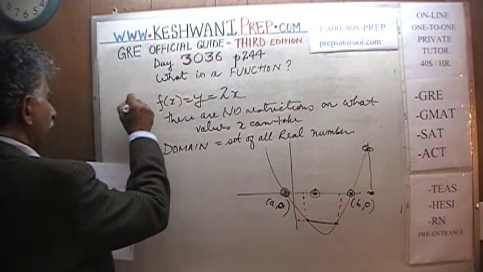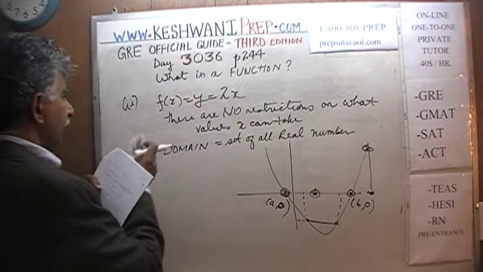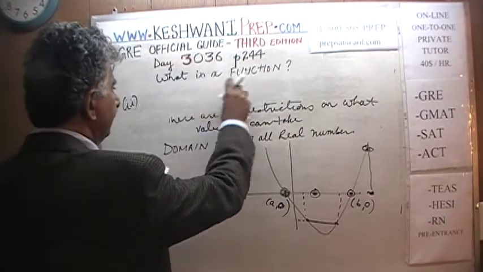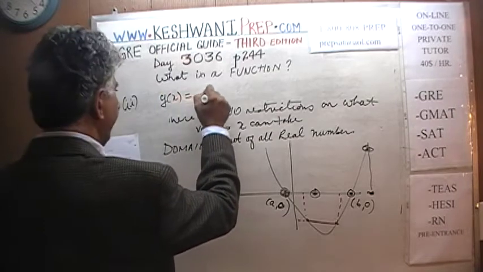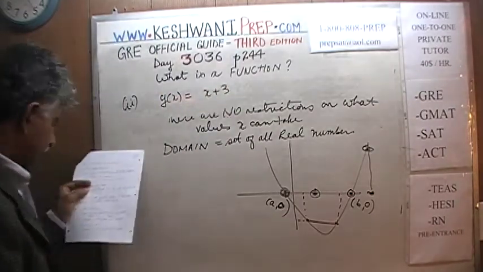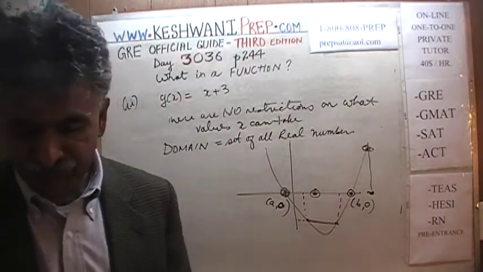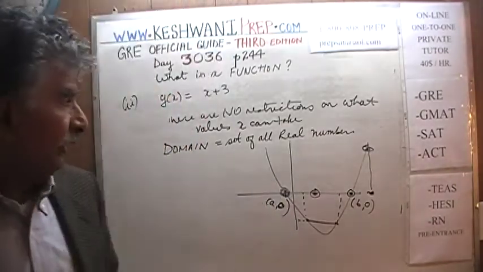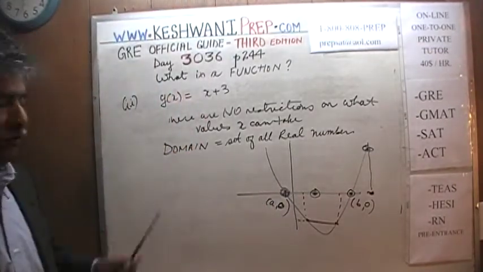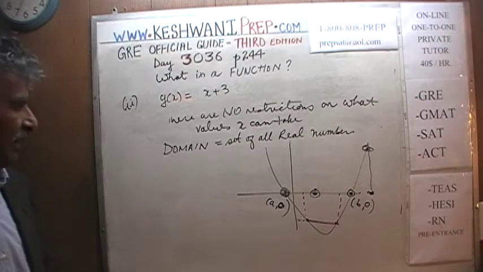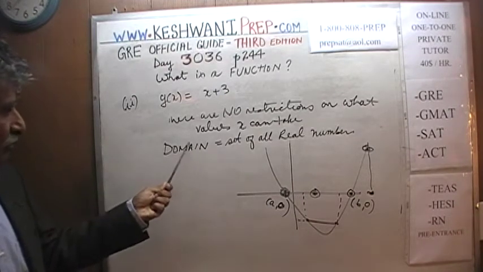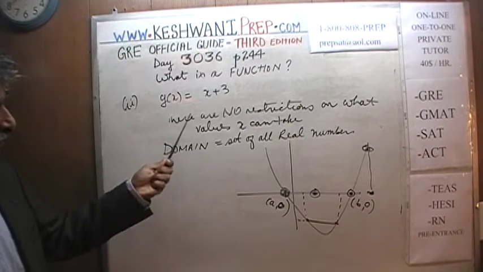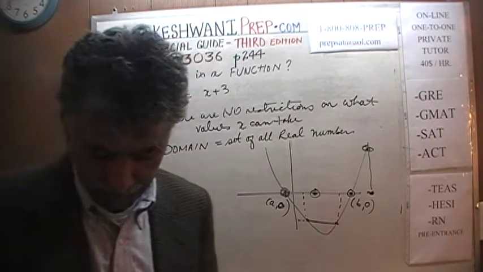The g of x. What was the g of x? g of x was x plus 3. Again, as you can see, there are no limitations here. You can put in any value of x and it will give you, without any problem, a generated value of y. There are no restrictions. The domain for this function is the same as the domain for the previous function. The domain for this function is also the set of all real numbers.